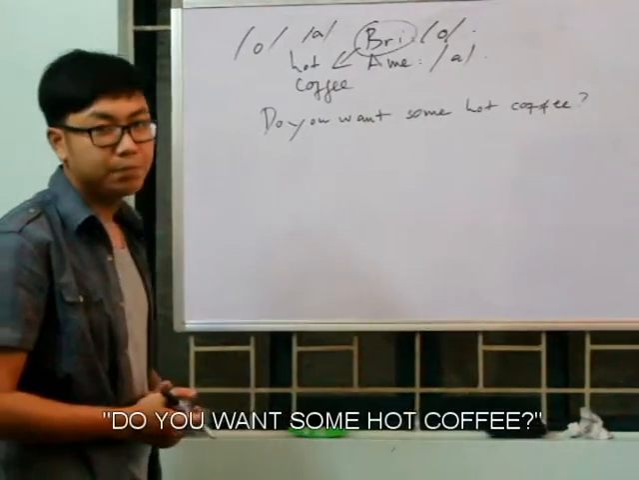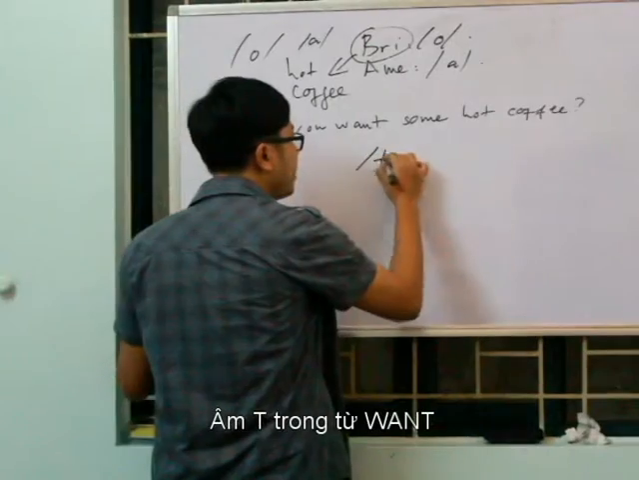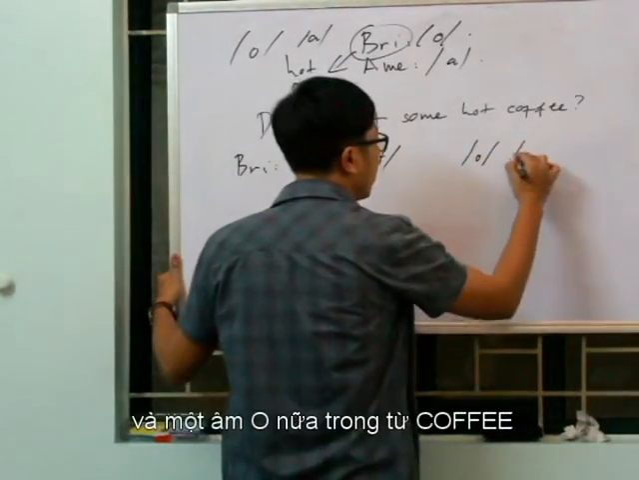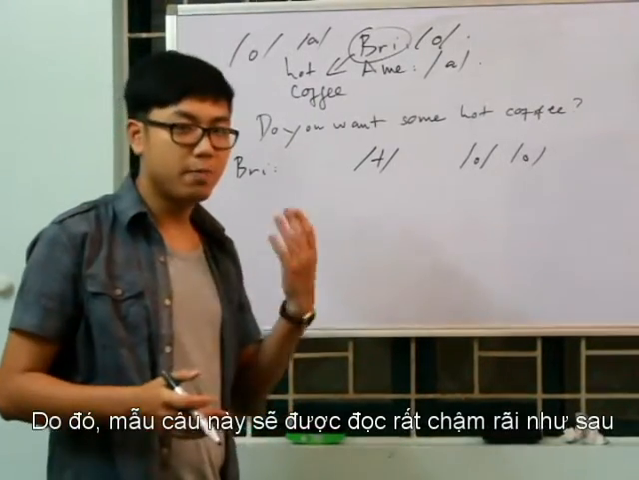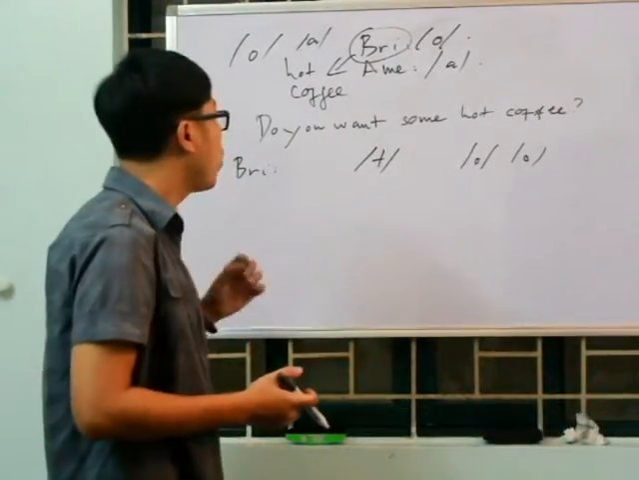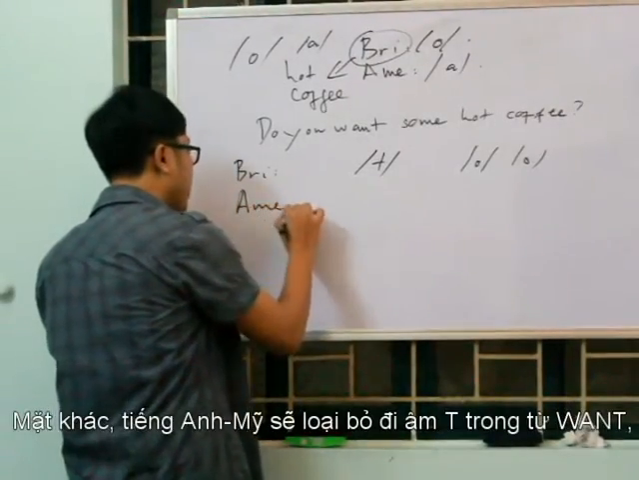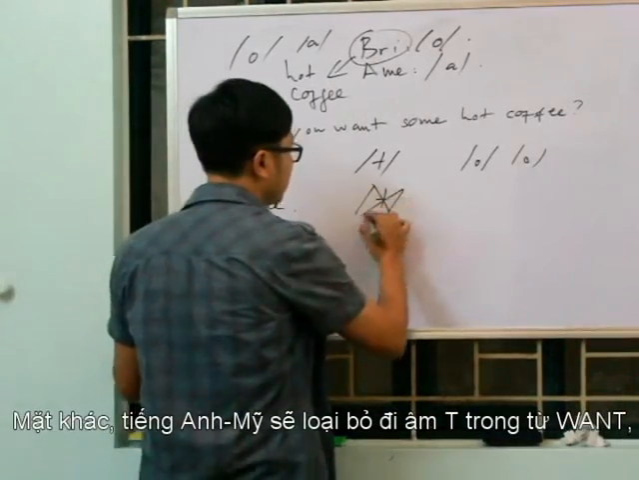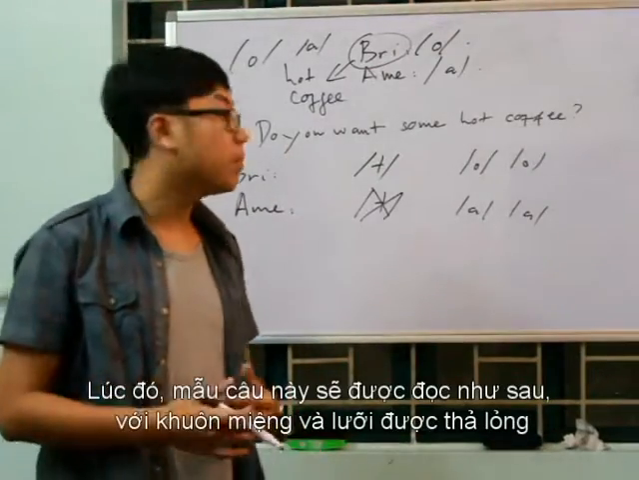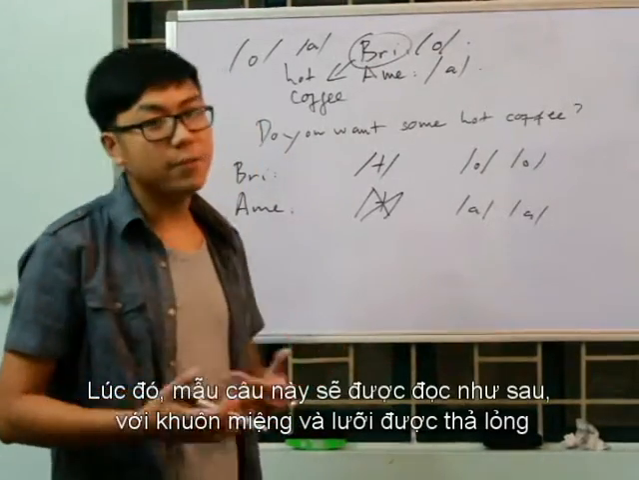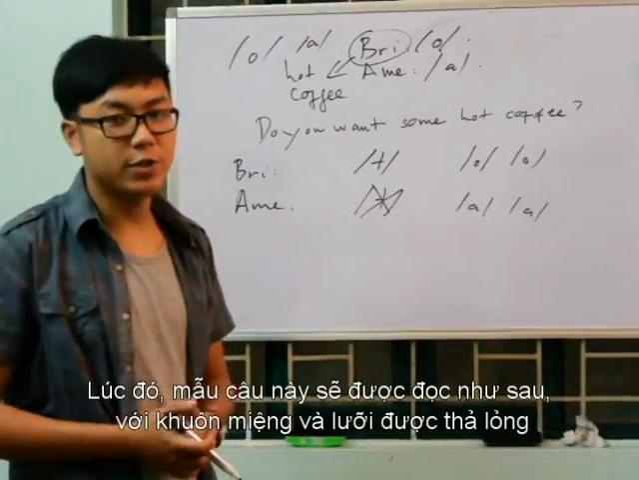I have the phrase here. Do you want some hot coffee? With British accent, they have T here, R here, and also R here. So the phrase will be spoken very slowly. Do you want some hot coffee? Okay. But with American, there's no T here. They have R here and R here. The phrase will become, do you want some hot coffee? Very relaxing tongue and lips. Okay?